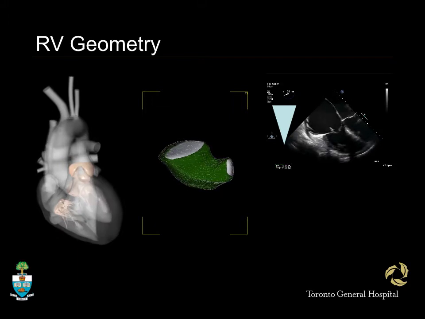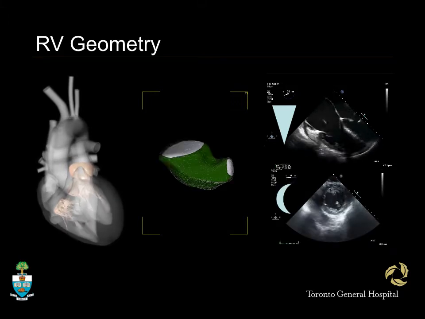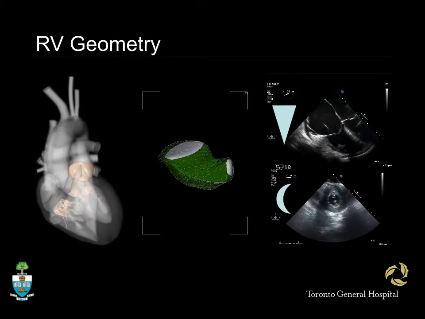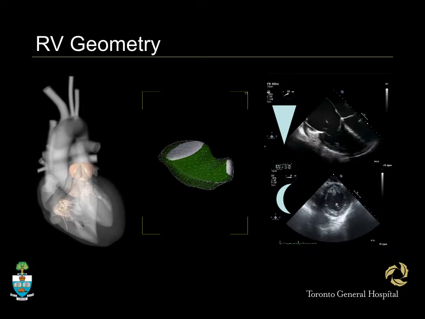In fact, because of its funny shape, depending on how we cut the right ventricle, we see it in different shapes. So this is a 4-chamber view. You see that the right ventricle in a normal heart is kind of triangular. If you cut it in a short axis view, the right ventricle is actually crescent shaped. So it's very unusual shapes.